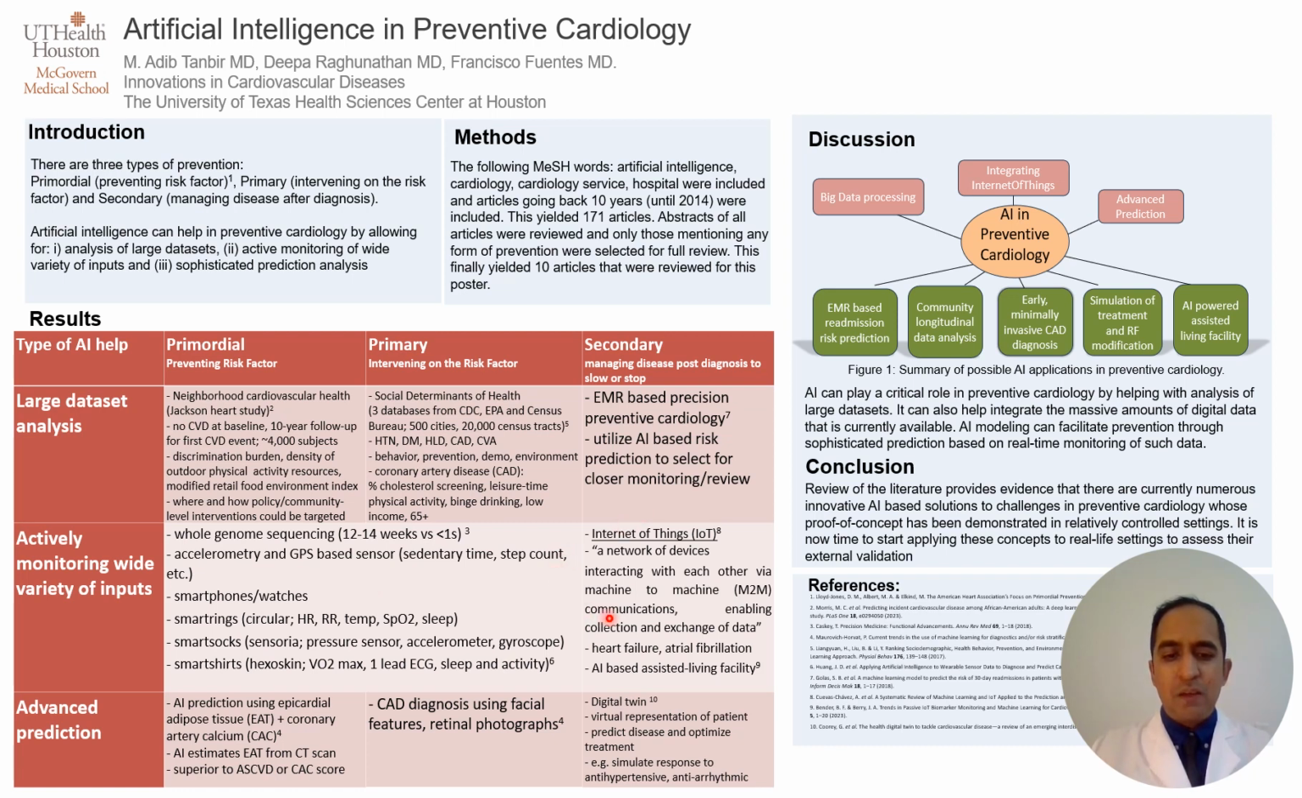Now, putting all of these together for secondary prevention, we have this idea of the Internet of Things. It's kind of what it sounds like. Basically, anything that can connect to the internet can be integrated together and analyzed. Smart device-based monitoring has already been validated in diseases such as heart failure and atrial fibrillation. The latter has already had the ACC guidelines officially approve Apple Watch for monitoring.